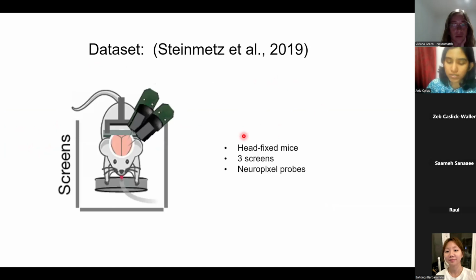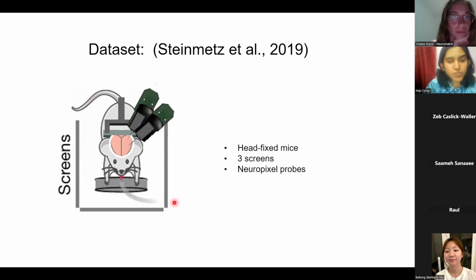The experiment done by Sieveritz is like this. Mice are head fixed and presented with 3 screens in front of them. A Neuropixel probe is also implanted into different brain regions in the mice, and when they perform the task, the neural recording is taken.